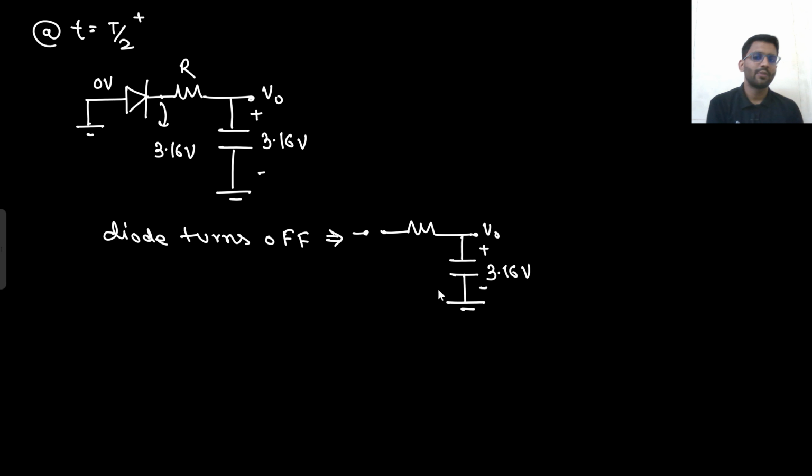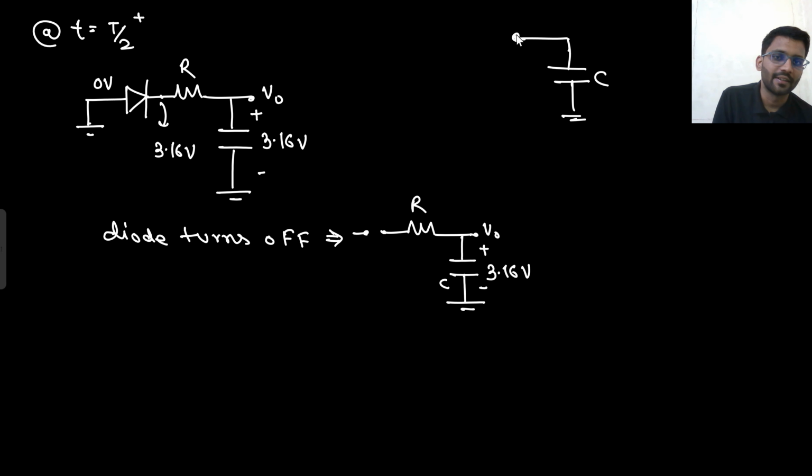So tell me, what will happen to the capacitor? Will the capacitor discharge? No, there is no path to discharge. If it was grounded, it could have discharged, but this is not grounded. This is open circuited. Tell me, if this capacitor is charged to 3 volt, this is my circuit. This is open ended. Now it is charged to 3 volt.